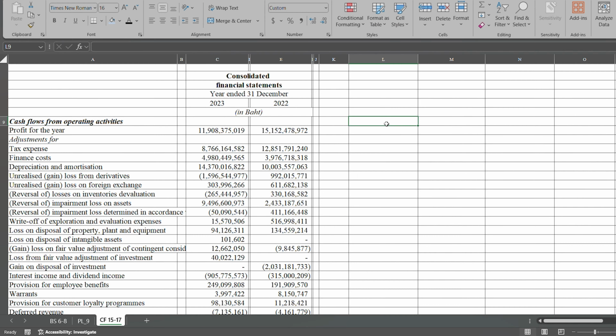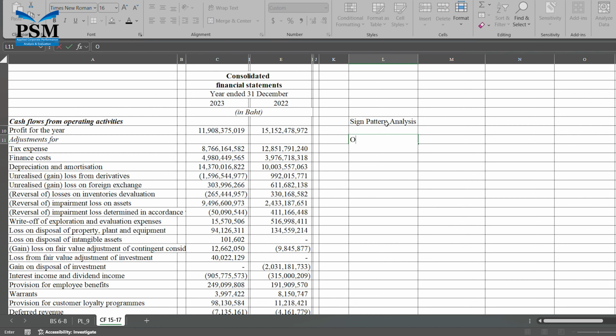Okay, now we're going to see how it's actually done using the real statement of cash flow of the company. We begin with the sign pattern analysis, to identify the company's financial or cash flow condition.